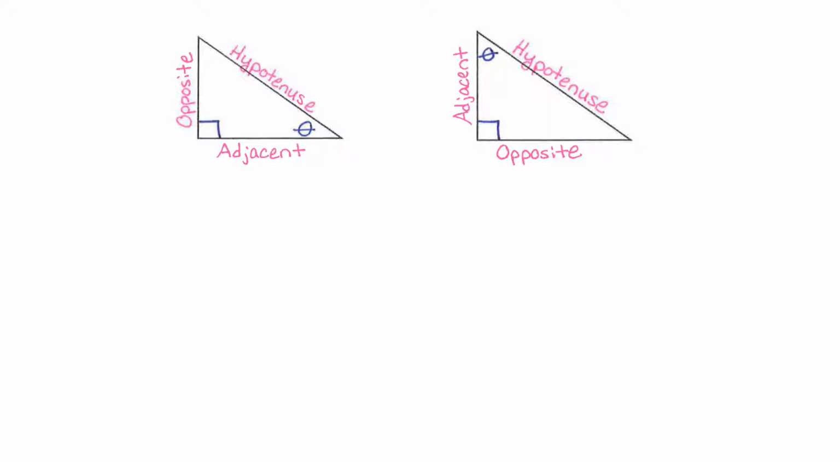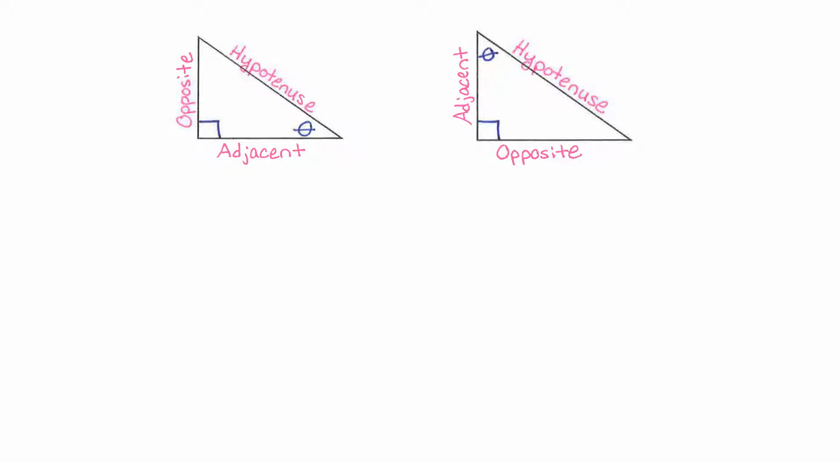So if you look in our first picture here, theta is placed in the bottom corner. So the opposite side is the vertical side. The adjacent side is the horizontal side. Now, in the second picture, we have moved our theta to the top corner. So the opposite and the adjacent sides have changed places. The hypotenuse will always be across from the 90-degree angle.